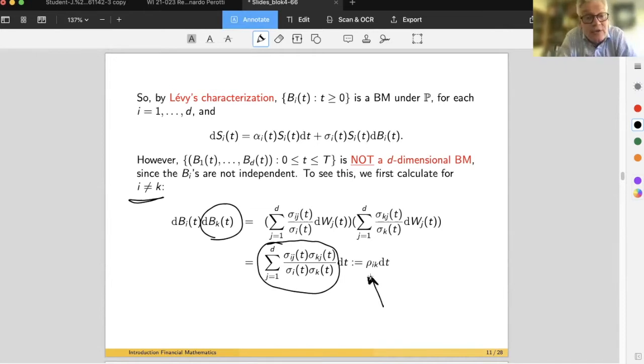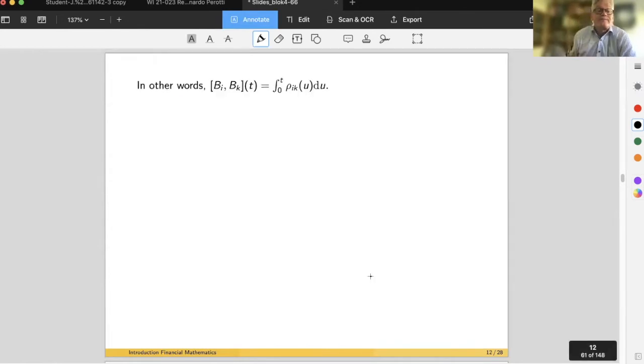So it's not equal to 0. You see, this is not equal to 0. So in other words, that cross variation, the cross variation of B_i and B_k, is in fact the integral from 0 to t of this rho_ik(u) du.